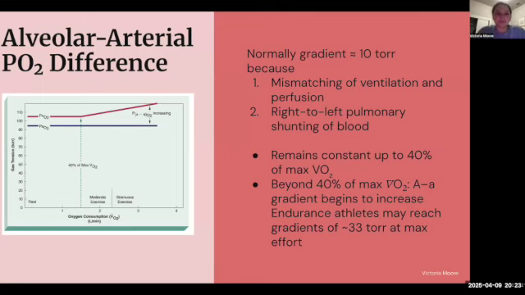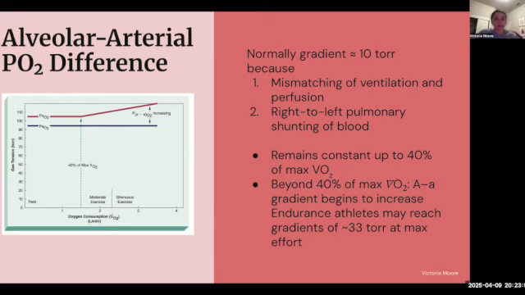Next up, we have alveolar arterial PO2 difference. So at rest, there's usually a small difference of about 10 torr between the amount of oxygen in the alveoli and the amount that actually makes it into the arterial blood. So it's not exactly 0 because of these 2 reasons. The first one being mismatching of ventilation and perfusion in different parts of the lungs. The second one being a small amount of right to left shunting of blood that will just bypass the alveoli completely.